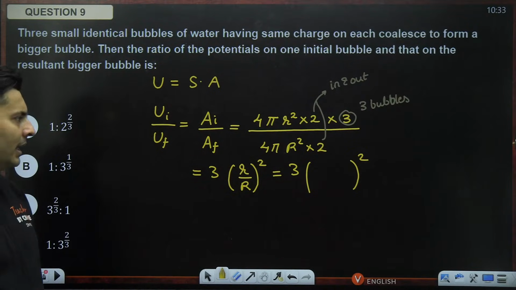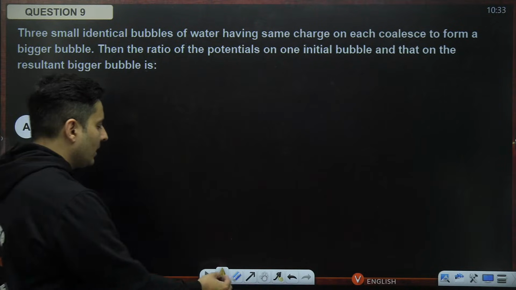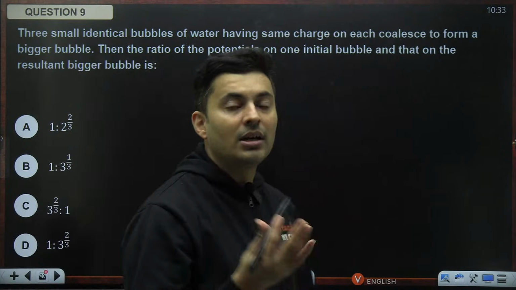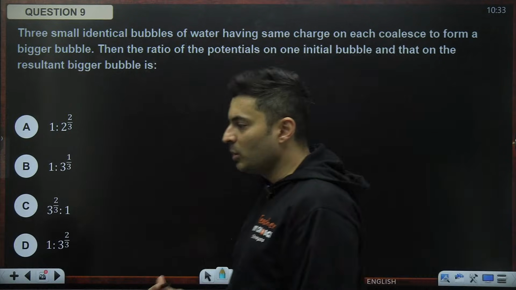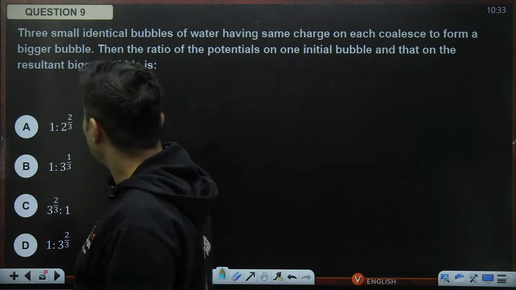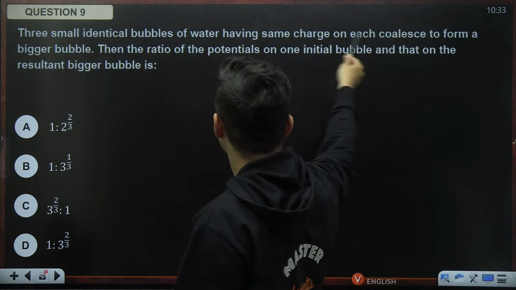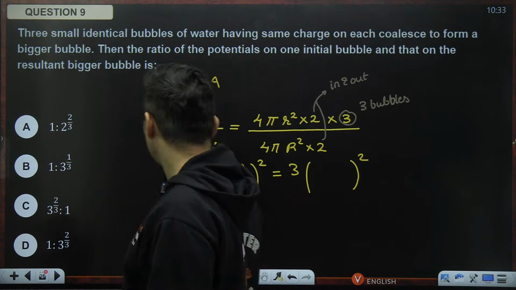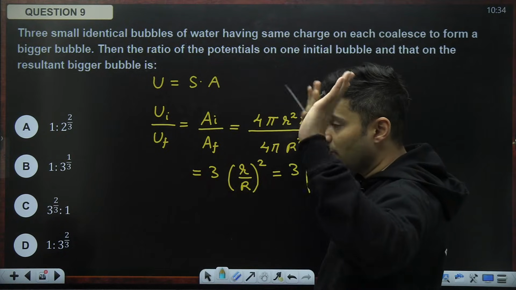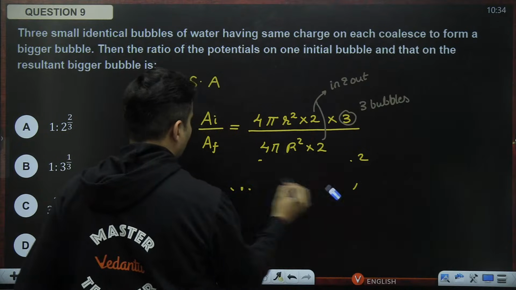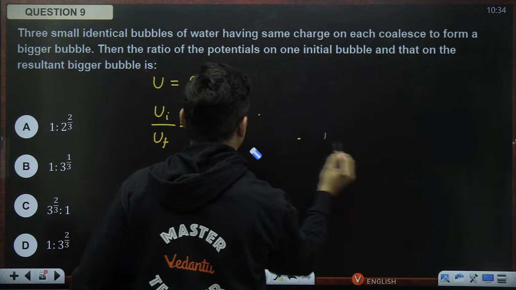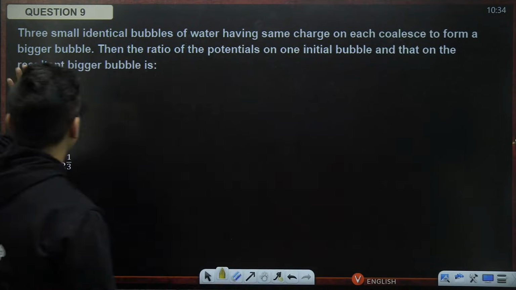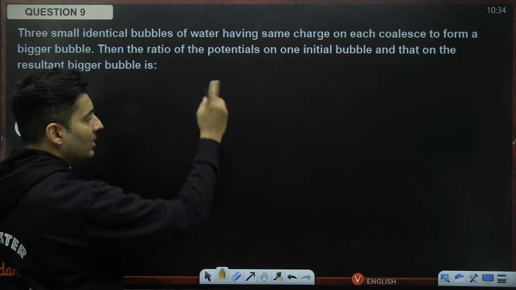Nothing is there. Correct? Now this is where the next thing comes, and many people made a mistake in this. Many people have written down volume is conserved. In fact, the NTA solution also expects the volume to be conserved. But guys, no, initially there were 3 bubbles and they are combining to form one bubble. Oh, sorry guys, these bubbles were charged. My bad. I was talking about surface potential energy. I did not read the word potential. So sorry. Redoing it. The ratio of the potentials on the initial to that on the final.